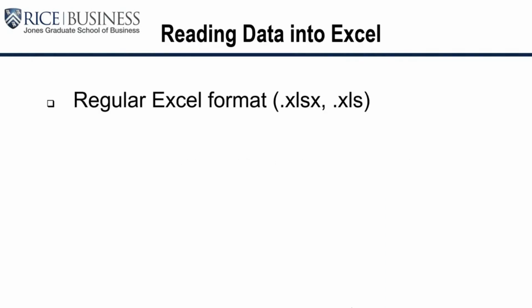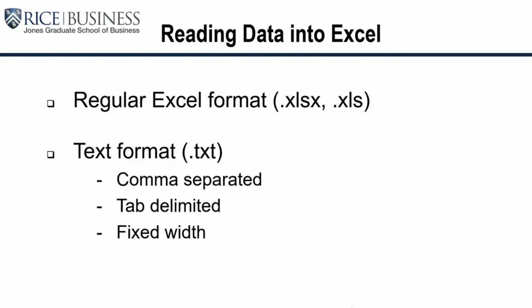We'll look at two broad formats of reading data into Excel. One is the regular Excel format, where the data file ends with a .xlsx extension or a .xls extension. And the other is a text format, where the data file ends with a .txt extension. Within the text format, we'll consider three different text formats. Number one, when the data is presented as a comma-separated text file, when it is presented as a tab delimited text file, and finally, when it is presented as a fixed width text file.